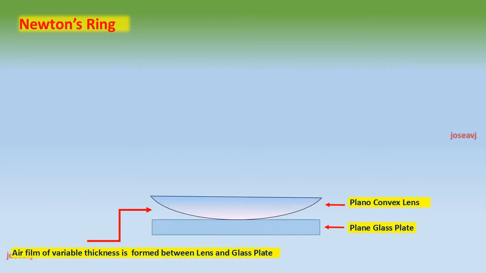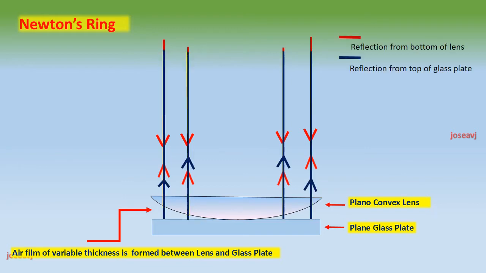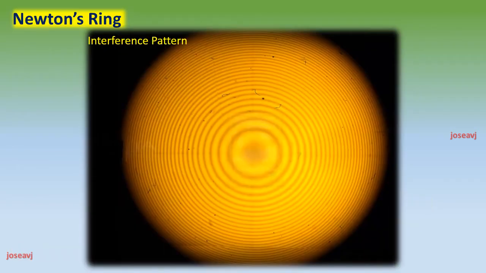When a parallel beam of monochromatic light is made to fall on the lens glass plate arrangement, a part of it is reflected from the bottom surface of the lens, and the transmitted part is again reflected from the top surface of the glass plate. These two reflected lights interfere with each other to produce an interference pattern. This is the interference pattern that we see through the microscope.